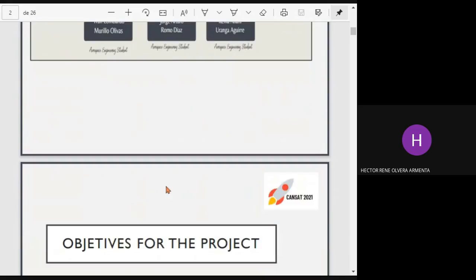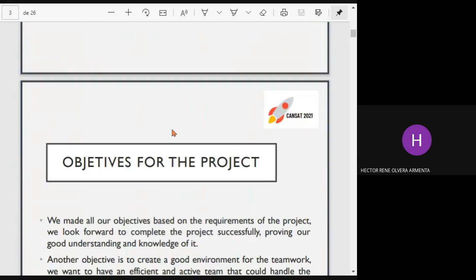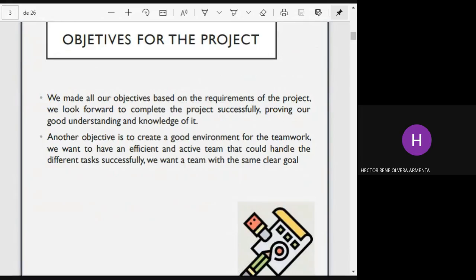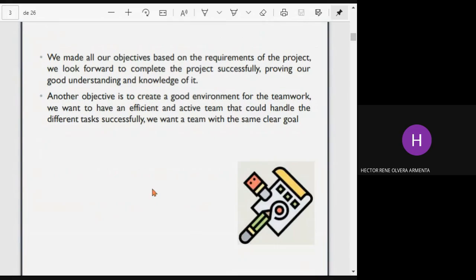Now, let's analyze the objectives for the project. The main objective of this project is to develop a satellite CanSat-size and achieve a series of specific requirements that should be accomplished during all the life cycle of this project. Also, we are going to create a good environment for teamwork between us.